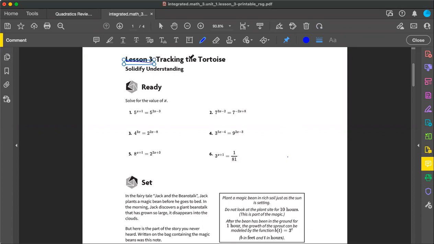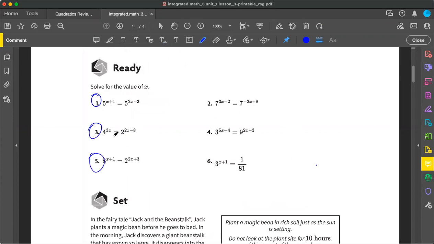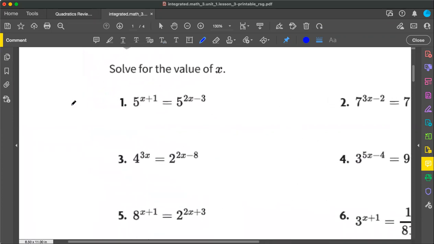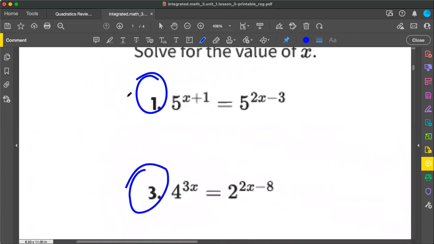I'm glad you're here. We are tracking the tortoise previously in the lab. We'll look at 1, 3, and 5, and we'll do a good portion of the set. Hope you're doing well today. The Ready, you should have seen problems like this. Luckily, you're just solving for x.